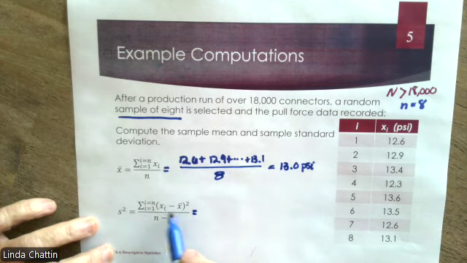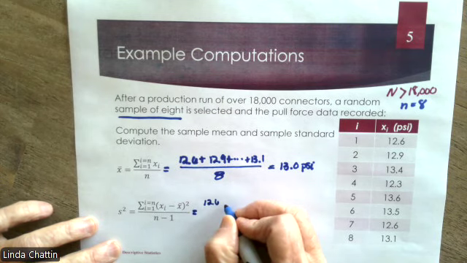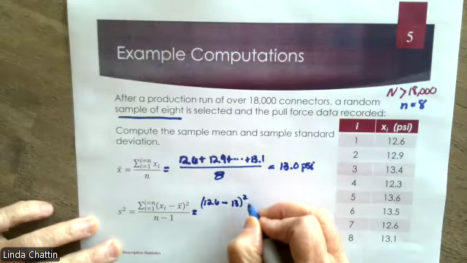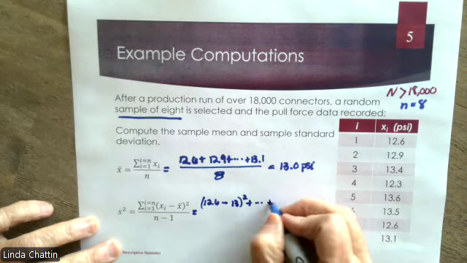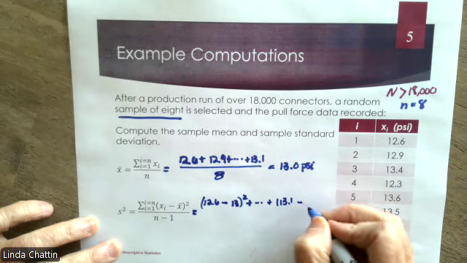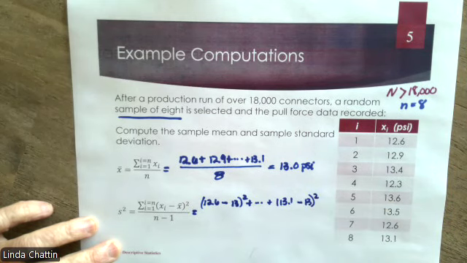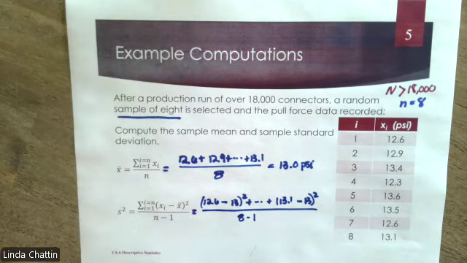So I would take each one of my values. My first term in the numerator will be 12.6 minus 13 (x bar), and then I'm going to square that, plus, and I'm going to do that for each one of these terms, so that my last term will be 13.1 minus 13, squared. That's the numerator. Then I'm going to divide by n minus 1, and we'll talk about that a little bit later.